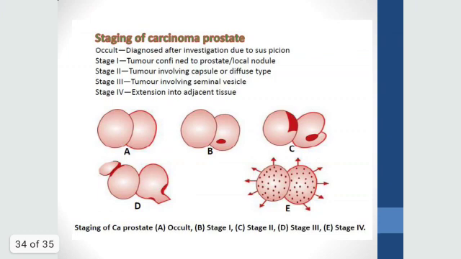So staging of carcinoma can be diagnosed by occult, diagnosed after investigation due to suspicion. Stage 1 tumor confined to prostate as a local nodule. Then there is stage 2 tumor involving the capsule or diffuse type. Stage 3 tumor involving seminal vesicle. Stage 4 extension into adjacent tissue.